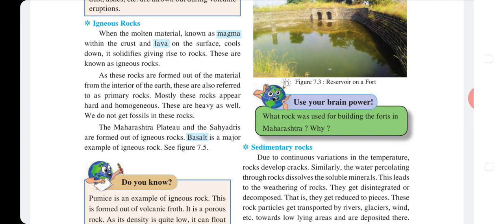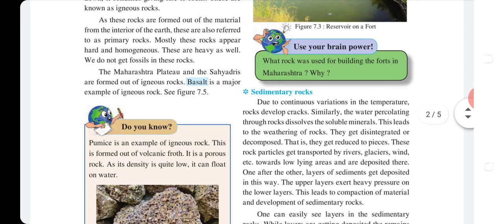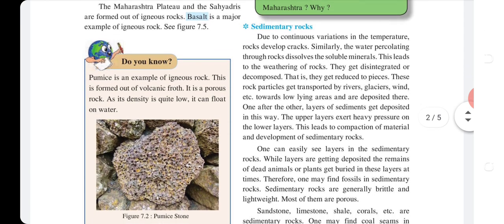Mostly these rocks appear hard and homogeneous. These are heavy as well. We do not get fossils in these rocks. The Maharashtra Plateau and the Sahyadris are formed out of igneous rock. Basalt is the major example of igneous rock. See figure 7.5.